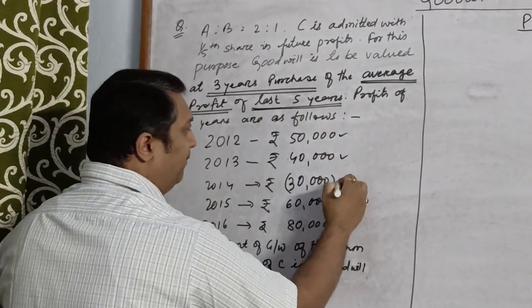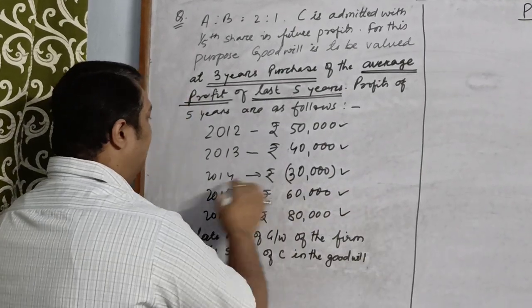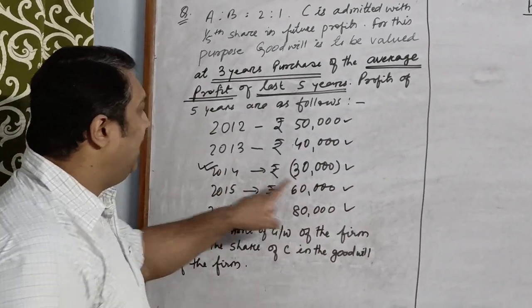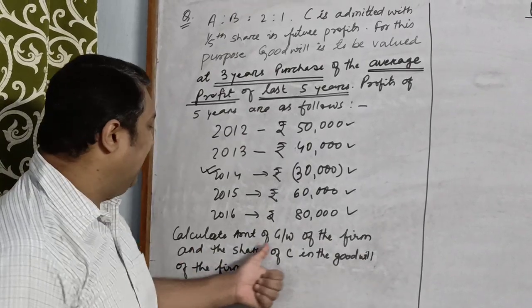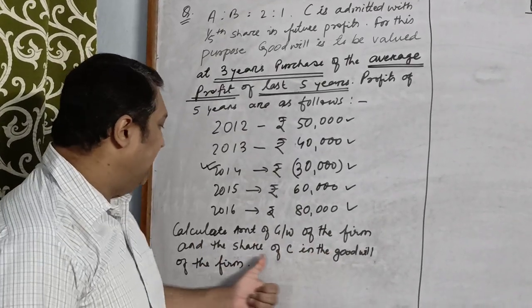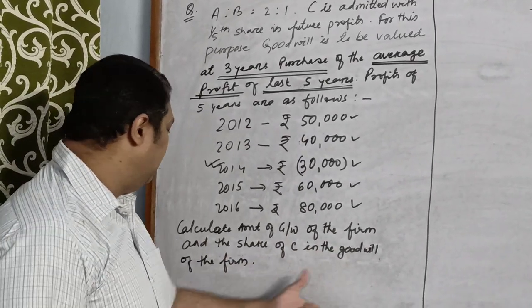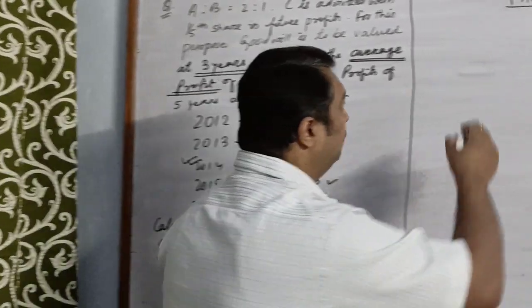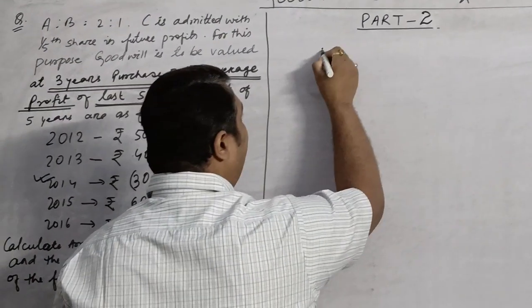The profit of past 5 years is given, including 2014 where there is a loss. You are supposed to calculate the amount of goodwill of the firm and the share of C in the goodwill of the firm. In order to do this, we will follow the first step.